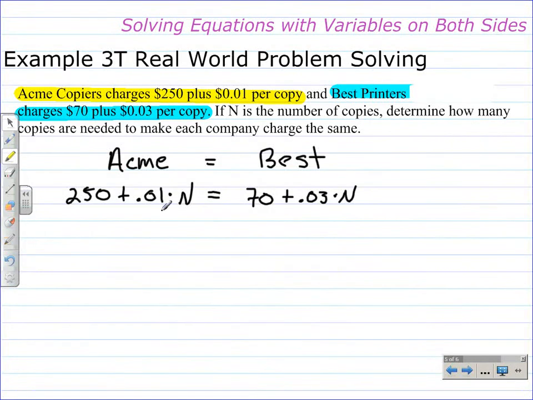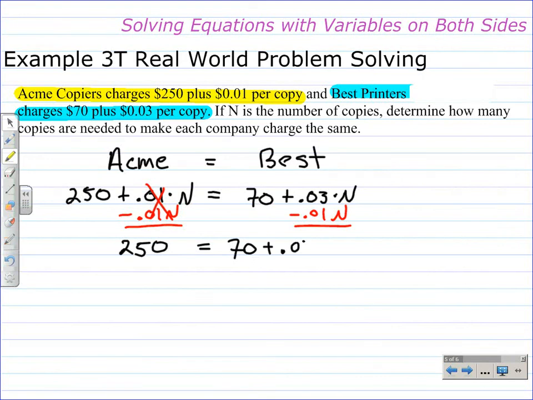Now we need to solve this equation. To solve this equation, I'm first going to subtract 0.01 n from both sides. 0.01 n and the minus 0.01 n becomes 0 on the left, leaving 250 on the left of the equal sign. And on the right of the equal sign, we have 70 plus 0.03 n. Or I'm sorry, that should be 0.02 n because we subtracted 0.01 n from both sides.